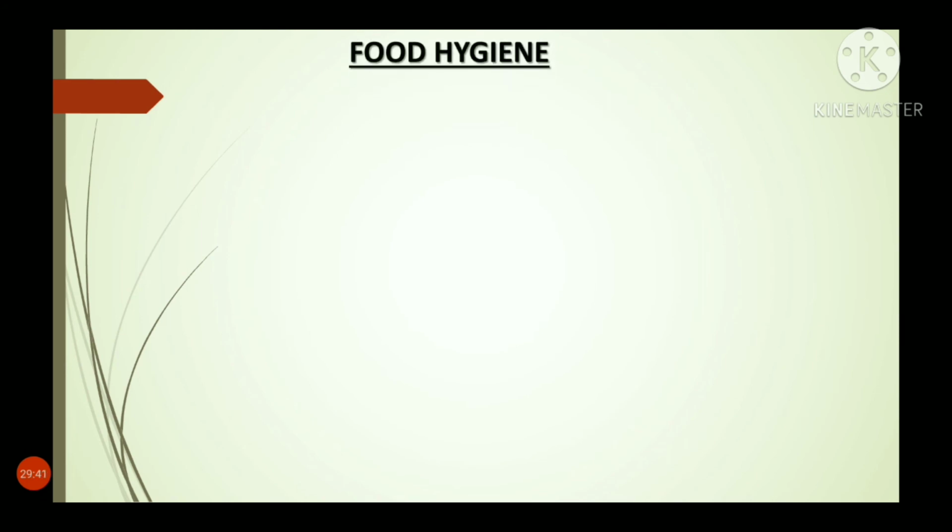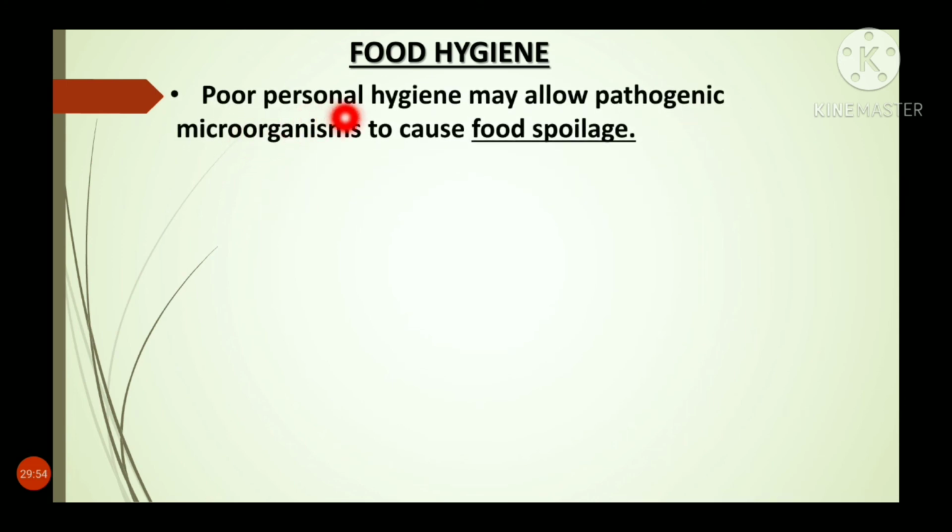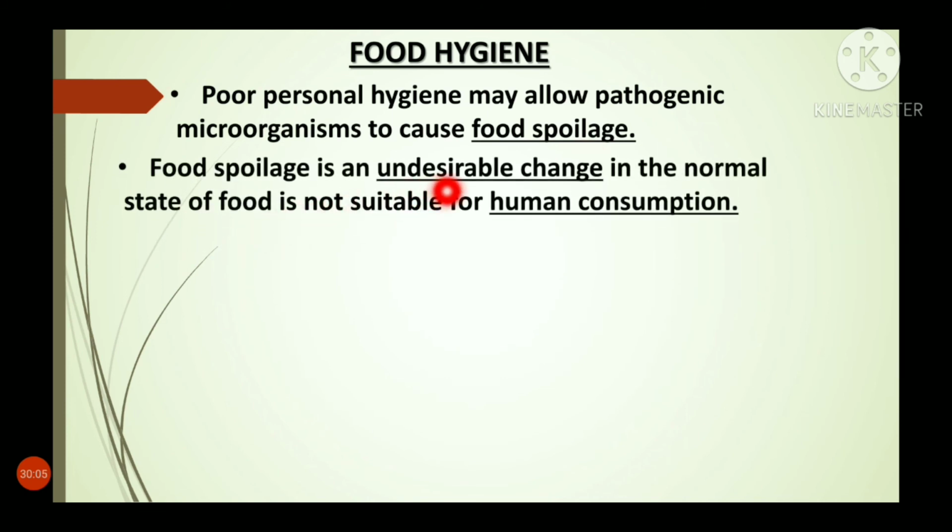Next is food hygiene. What is food hygiene? Hygiene means neat and microorganism free. Poor personal hygiene may allow pathogenic microorganisms to cause food spoilage. Food spoilage is an undesirable change in the normal state of food that makes it not suitable for human consumption.